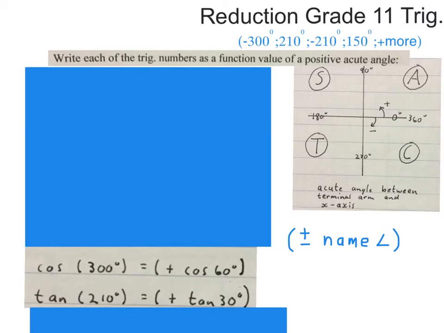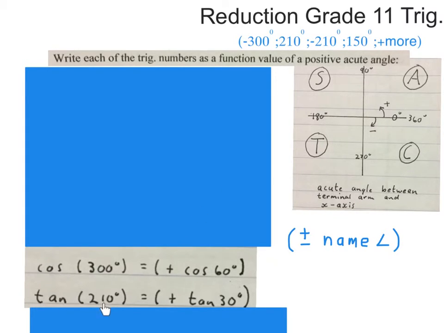I'm going to talk you through the last two. We got cos 300 here. Start at naught, go around for 300. I'm 60 degrees away from the x-axis. That's why I wrote a cos 60 here. I'm in this quadrant. Cos is positive in this quadrant. That's where the plus comes from.